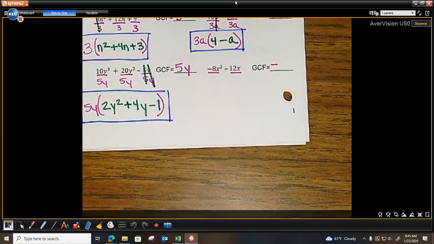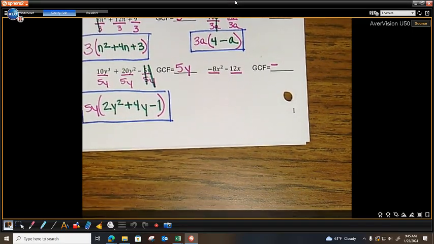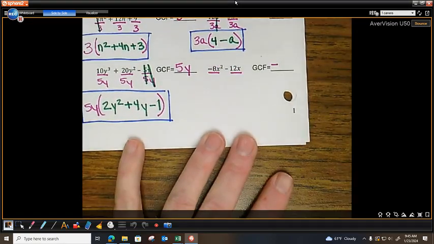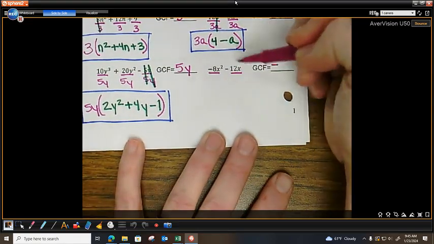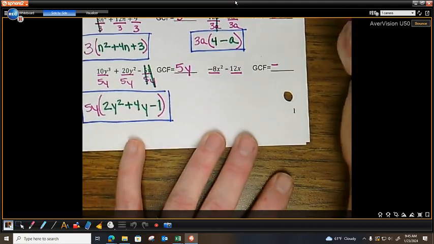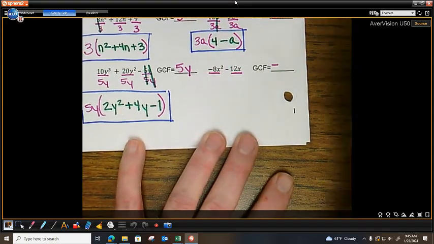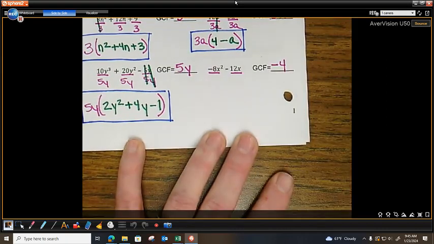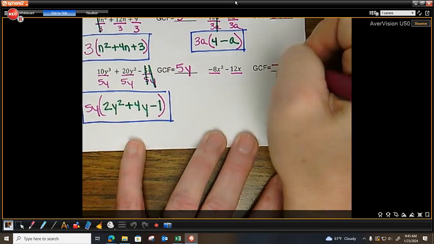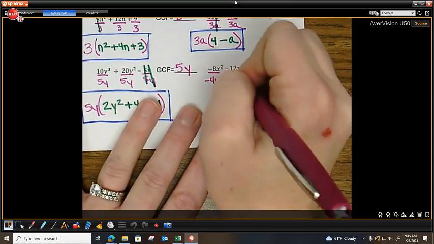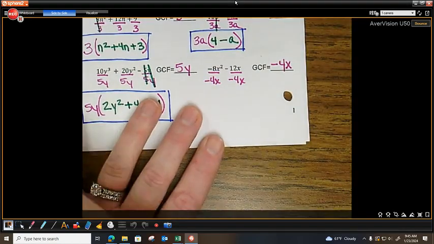Should both of them become positive? We'll get there. But if this first term is negative, always factor out a negative. Now, in this case, they are both negative, and I'm going to factor out the negative. What are 8 and 12 both divisible by? What's the biggest number? 4. Do they both have an x? Do they both have an x squared? No, so I'm just going to take out a negative 4x. So divide by negative 4x, divide by negative 4x.